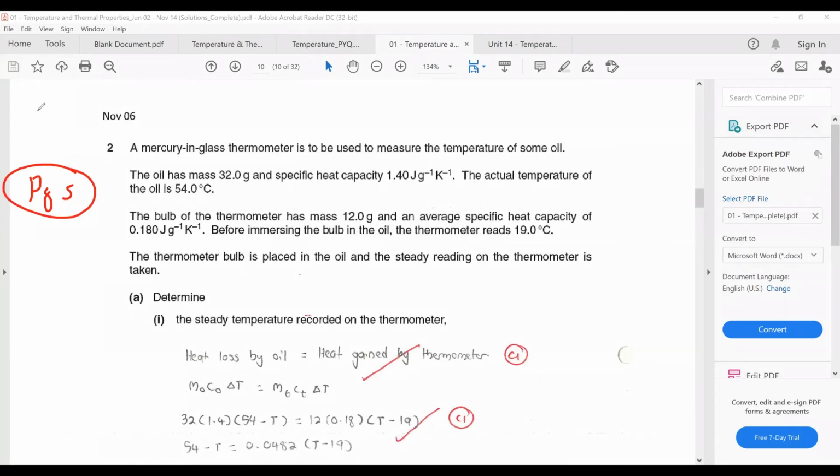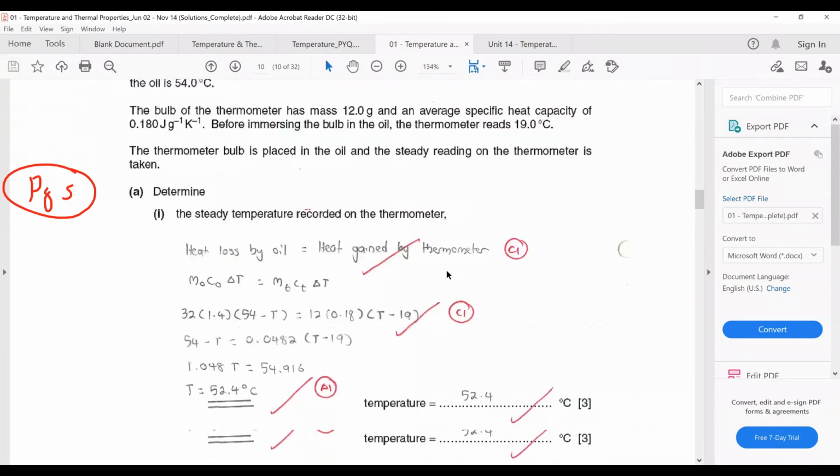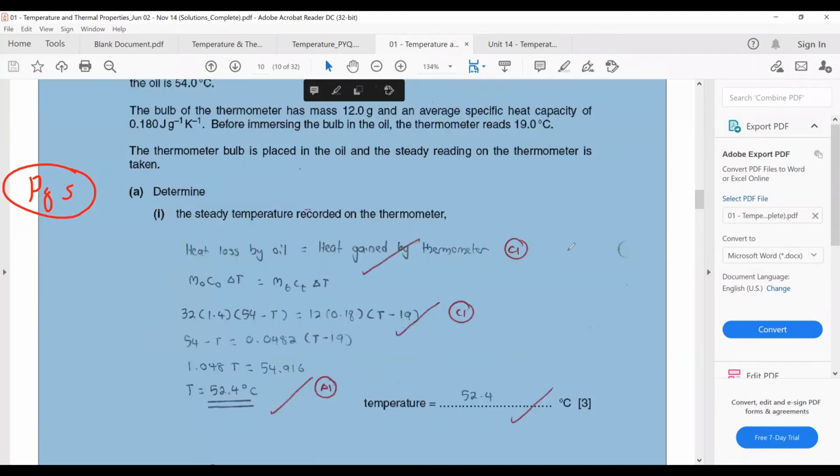The bulb of the thermometer has a mass of 12 grams and an average specific heat capacity of 0.18 joules per gram per Kelvin. Before immersing the bulb in oil, the thermometer reads 19 degrees. The thermometer bulb is placed in the oil and the steady reading of the thermometer is taken. Determine the steady temperature recorded on the thermometer. This one has something to do with reaching thermal equilibrium that I mentioned.